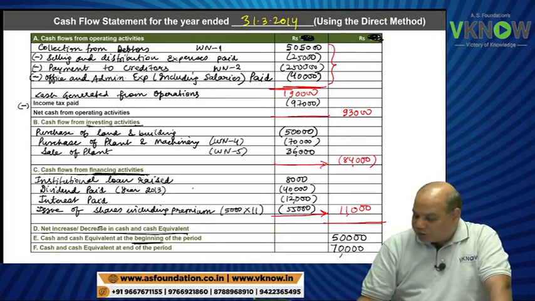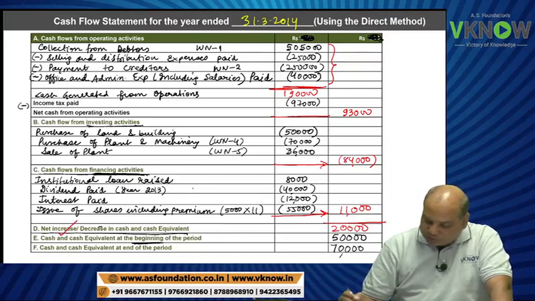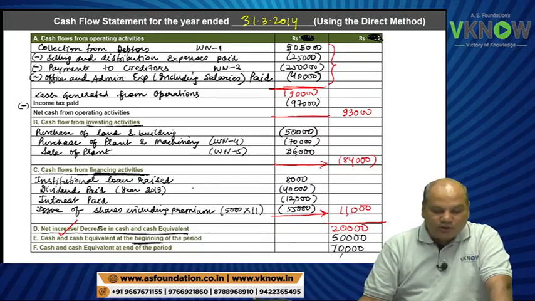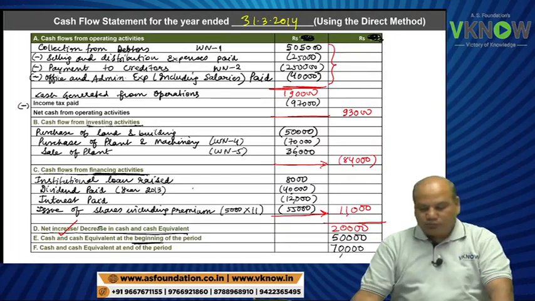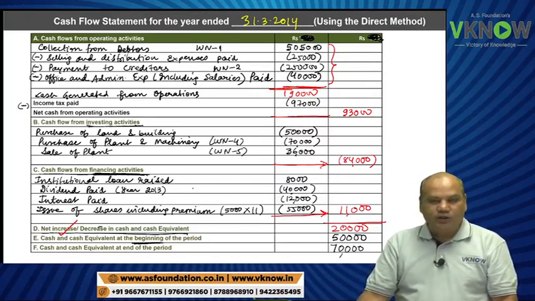And now if you take the total, it is an increase of 20,000. So you tick mark increase here. Sanket is right, Tanya is right. Very good, all of you, those who have answered this question.